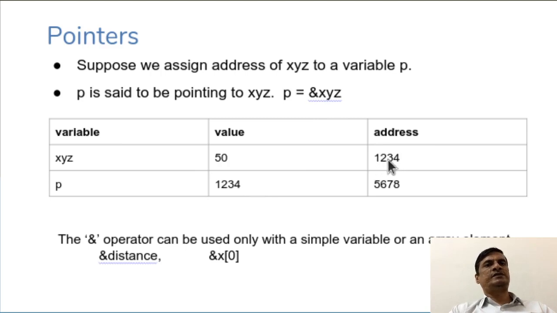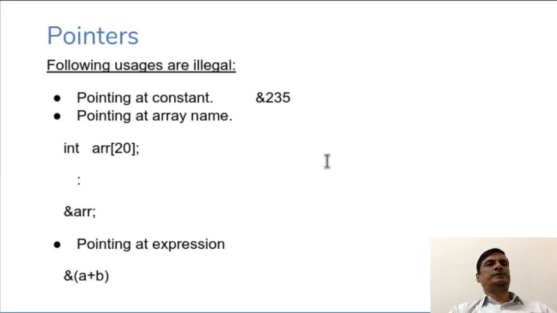The address of xyz is 1, 2, 3, 4 is its value, and in turn p is going to have some address, which is going to be 5, 6, 7, 8. So you need to clearly understand this concept: normal variable and a pointer variable. A normal variable directly holds the value, whereas a pointer variable indirectly holds the value. So clearly try to understand this concept of pointers.